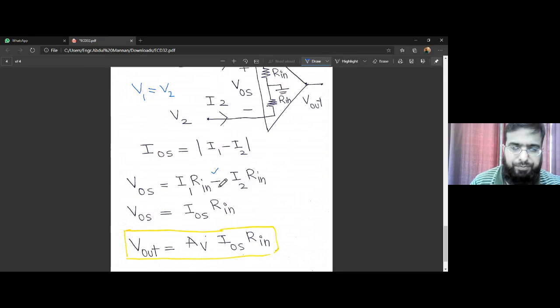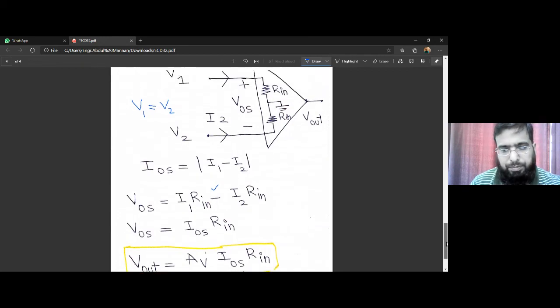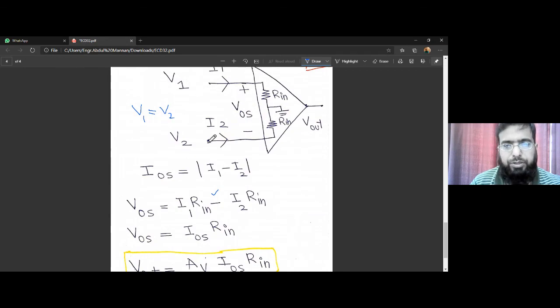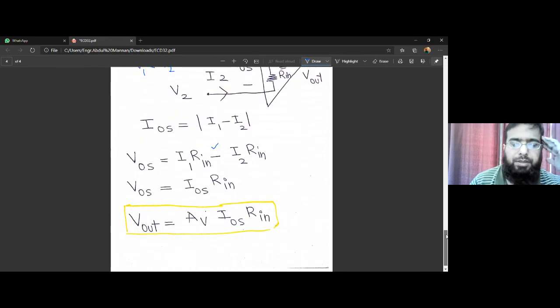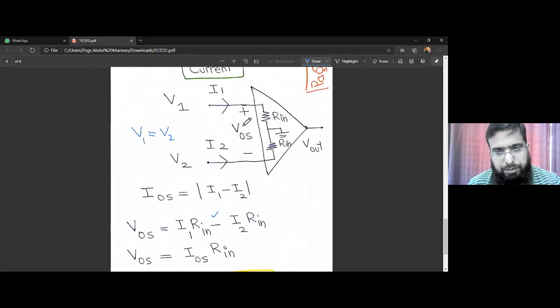So taking R in common becomes I1 minus I2, and the magnitude of I1 minus I2 is IOS. So the output voltage, if we have the same input voltage applied to both terminals and there is a mismatch of currents I1 and I2, there is some output voltage, that is AV times IOS times R in. AV is the voltage gain. In fact, this is AOL, the open loop gain. This is the net voltage between the two input terminals. This is multiplied by AOL, and we get this output V out, and that would be non-zero, of course.